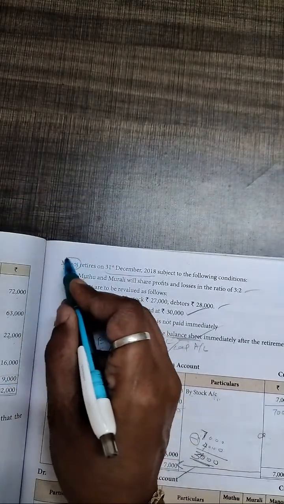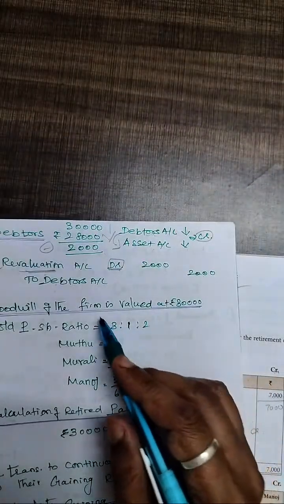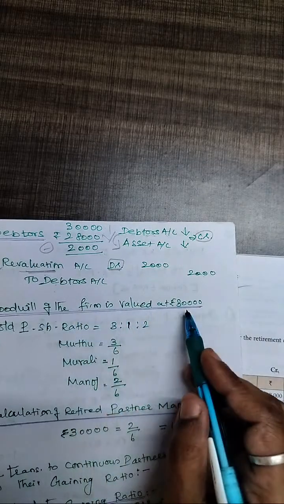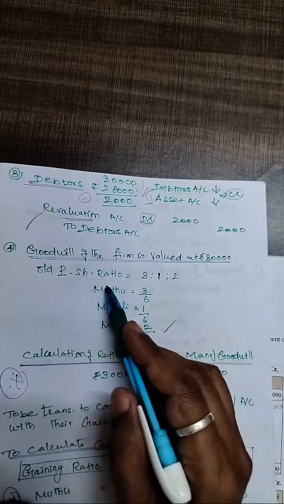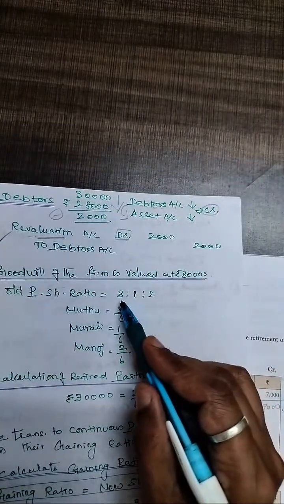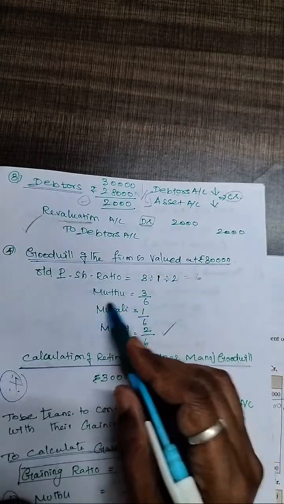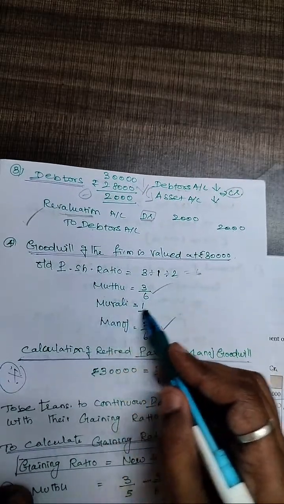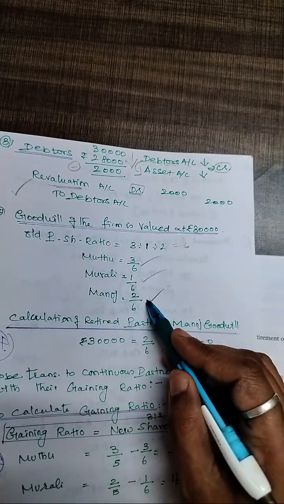Manoj is retired from the partnership firm, right? So now we calculate the goodwill of the firm, 30,000 rupees, for retiring partner Manoj. What is the old profit sharing ratio given in the question? 3 is to 1 is to 2. 3 plus 1 plus 2 equal to 6. So Muthu's profit sharing ratio is 3 by 6, Murali's profit sharing ratio is 1 by 6, Manoj's profit sharing ratio is 2 by 6.